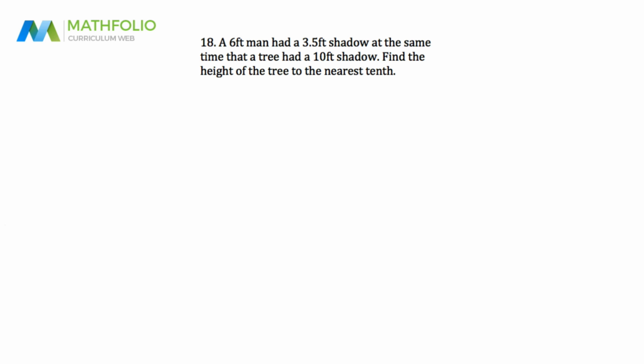Okay, number 18. So when we're talking about shadows, often this is dealing with right angles as well. So a 6-foot man has, so he's 6, has a 3.5 foot shadow. So his shadow is here. So shadow is always measured to the ground. It's not this piece, it's really what's on the ground.